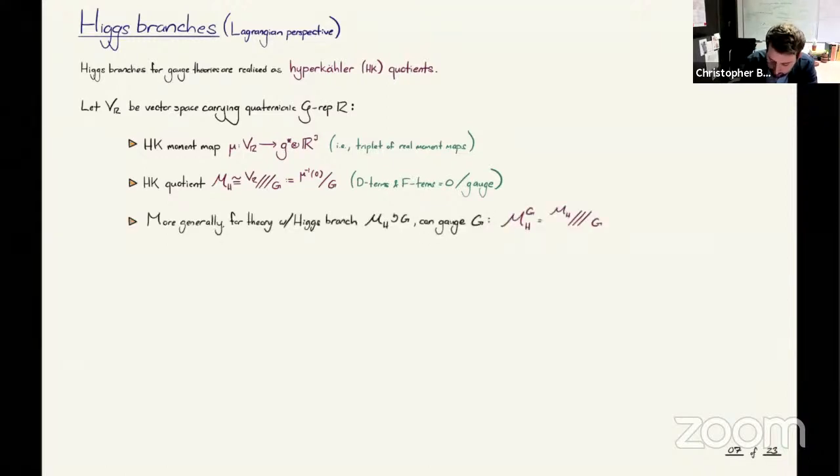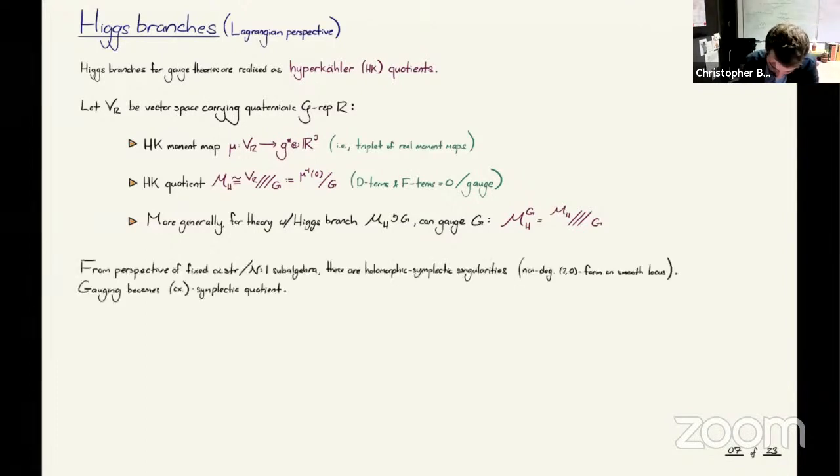And this generalizes to theories that don't necessarily have a Lagrangian description, where instead of having this vector space V_R to begin with, you have the Higgs branch of some theory that might be an irreducibly interacting non-Lagrangian theory, but that has a hyperkähler G action on it. And so therefore it has a hyperkähler moment map, and you can set that equal to 0 and take the G orbits. That's the story in the world of hyperkähler geometry.